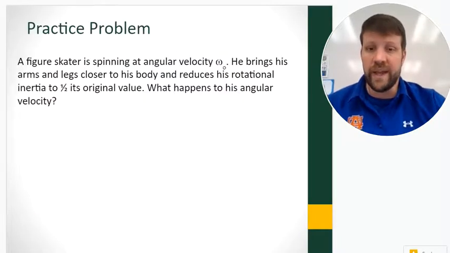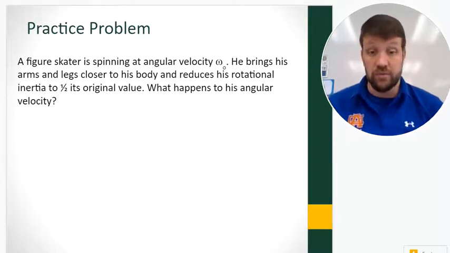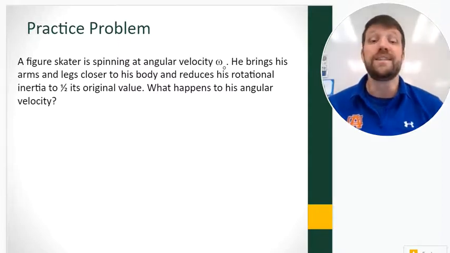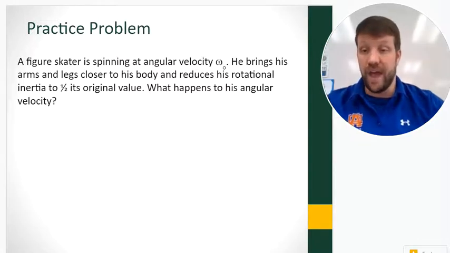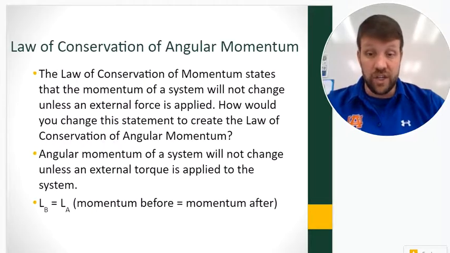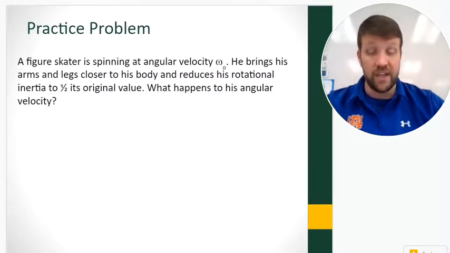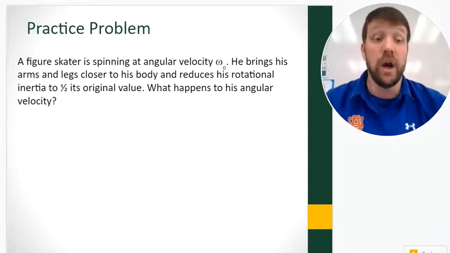All right? So a quick example of this. A figure skater is spinning at an angular velocity w, so w naught, our initial angular velocity. He brings his arms and legs closer to his body and reduces his rotational inertia to half its value. So to go back and look at this, we have this w. If I goes to half, we're going to have the conservation of angular momentum. So L is going to stay the same. If I is half, what's going to happen to w? What's going to happen to the angular velocity? It's going to double, essentially.